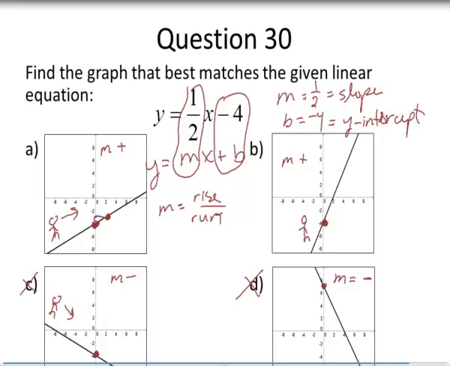I want to check the other line just to be sure that that's not the answer. If I go up 1 and to the right 2, notice how I'm off the line? So that means that that's not the answer. A is the answer.